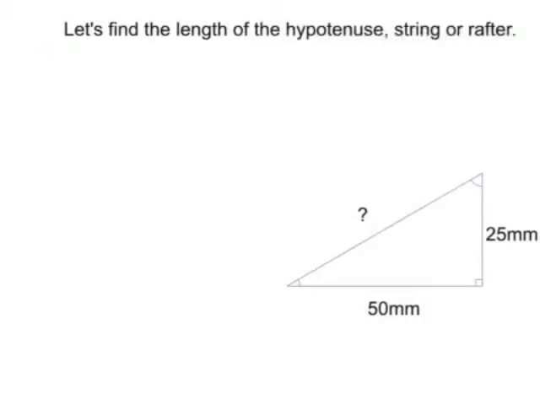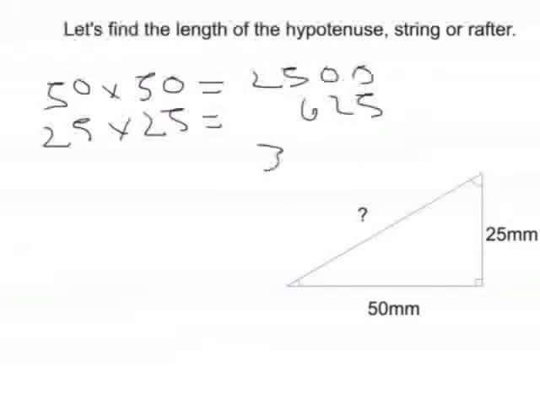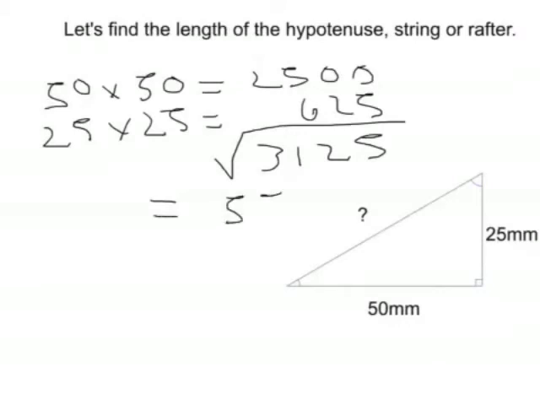The first thing we need to do is square 50. So we'll start out by taking 50 and multiplying it by 50, which will give us 2500. Then we need to multiply 25 by 25, which will give us 625. We need to add them together. So if we add them together, we're going to get a total of 3125. And to find the exact length of the hypotenuse, we need to find the square root of that, which is 55.90, which will be the length of the hypotenuse, string or rafter.